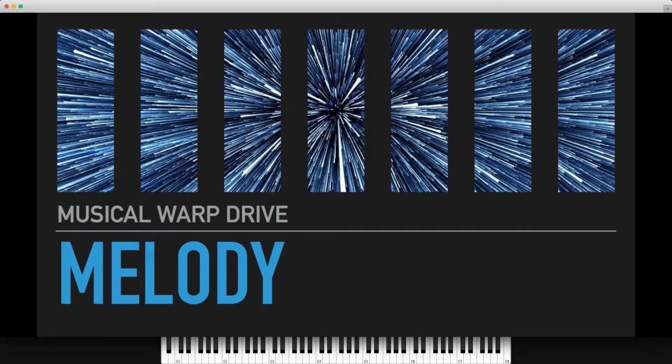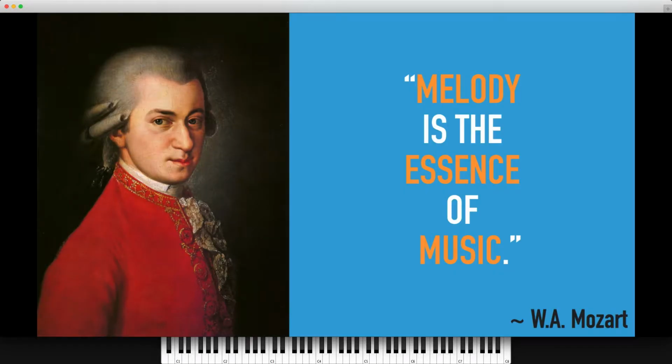Melody is really one of the most important, if not the most important parts of music. And so it's important that we spend some time on it and really get a grip on what's going on with melodies in general. So it's time we dive in.